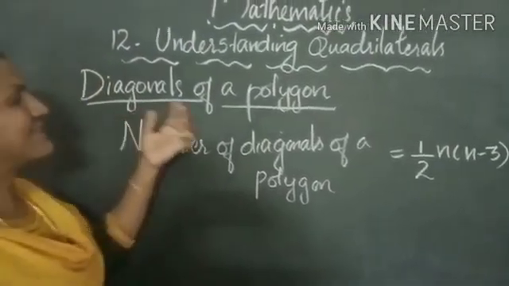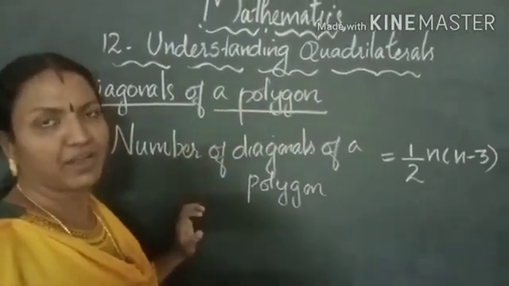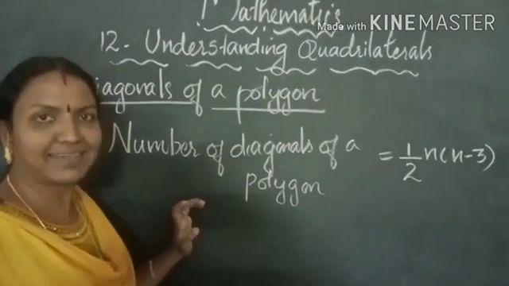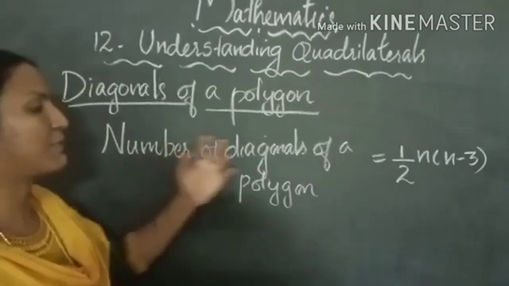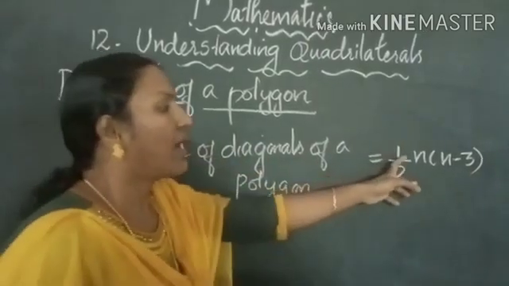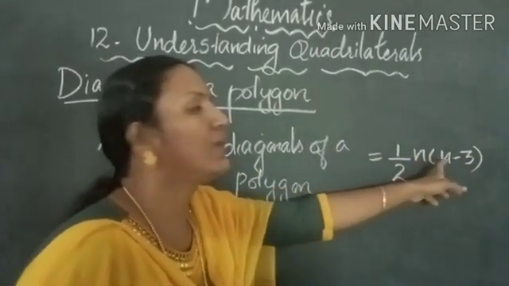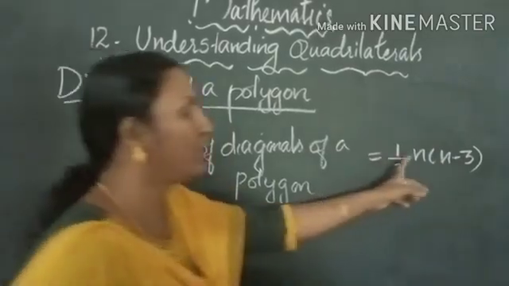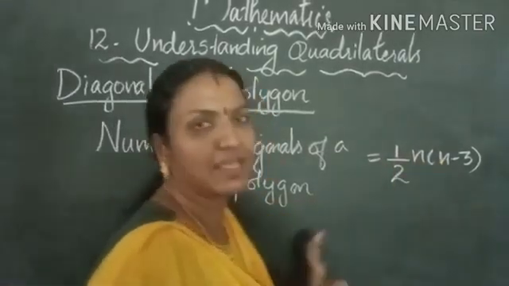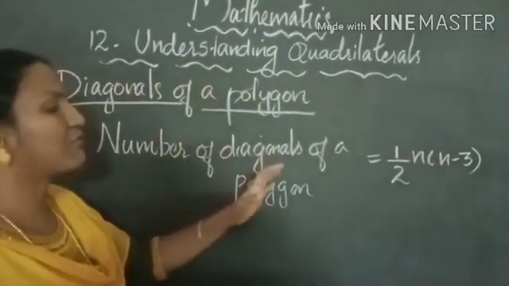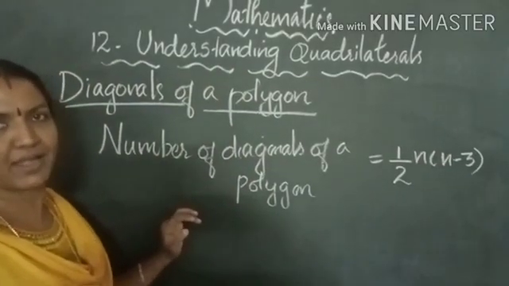Next, we shall discuss diagonals of a polygon. For a polygon with n sides, the number of diagonals is n into n minus 3, divided by 2.